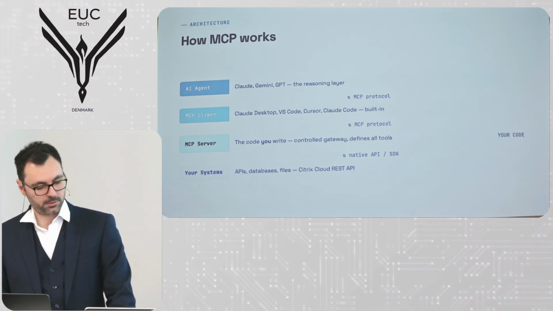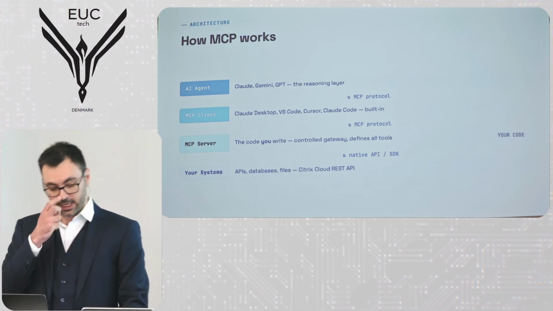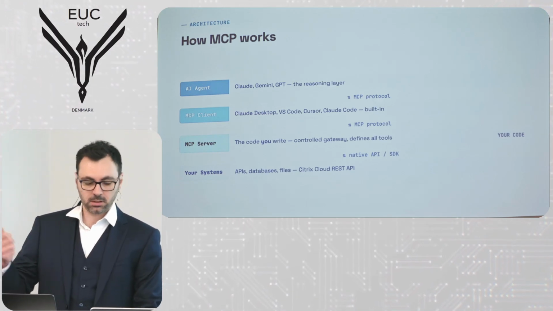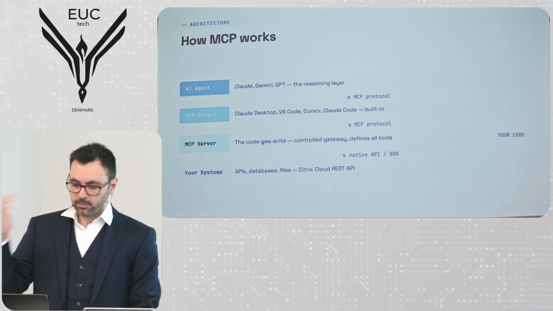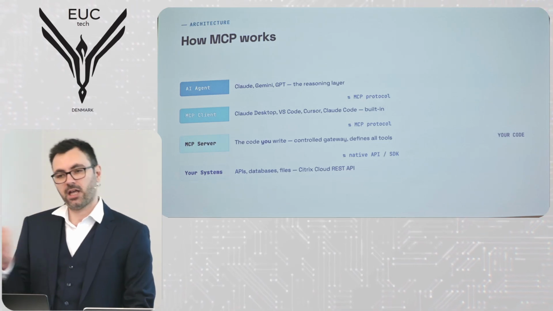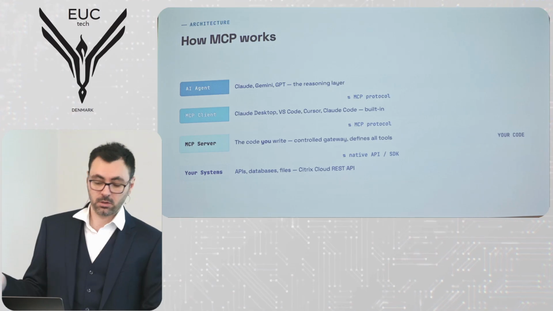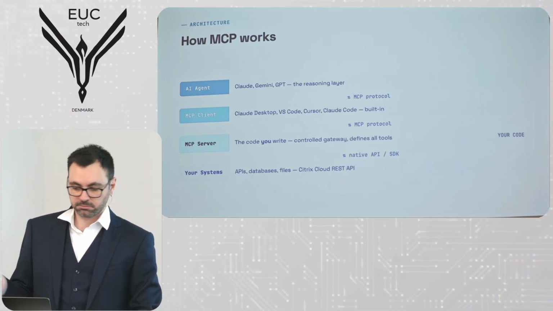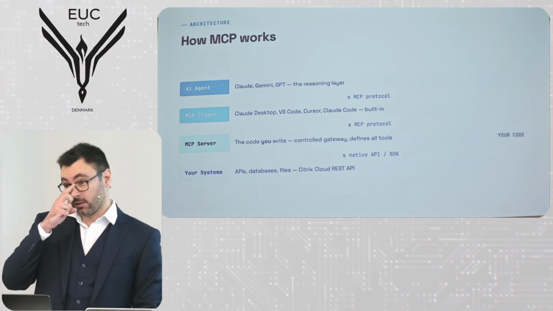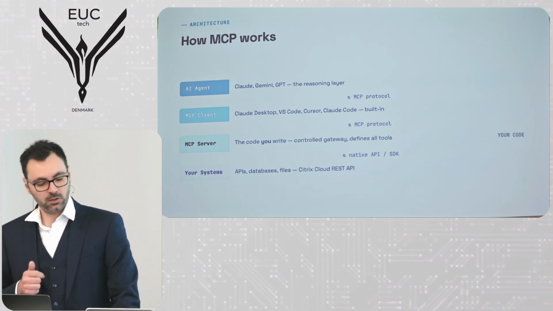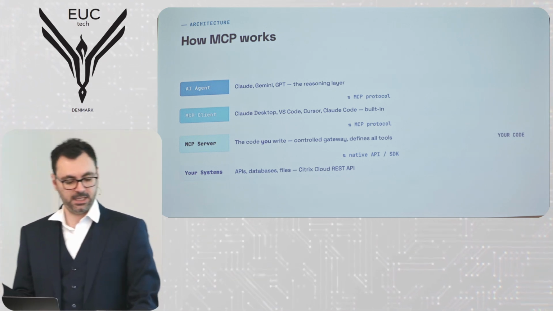How does MCP work? The architecture has 4 layers. On the top, you have the AI agent, so the intelligence, the Claude, Gemini, GPT, whatever you use. Below that, you have the MCP client, actually the application you use to interact with the AI. Could be Claude Desktop, VS Code, Cursor, whatever. The MCP client is actually built in. When you see your client saying you can connect to your email or to Slack, actually that's MCP behind it.